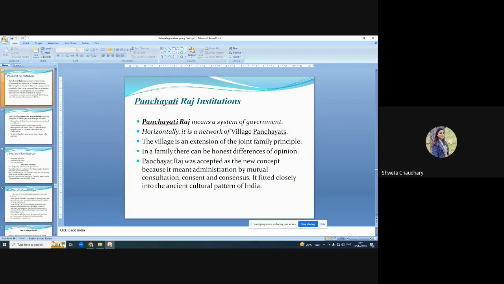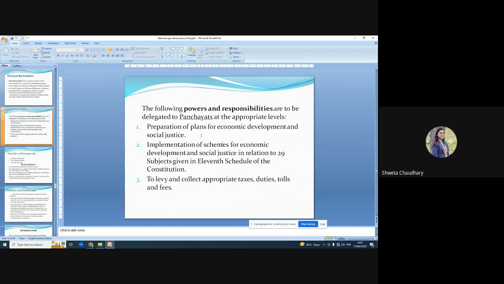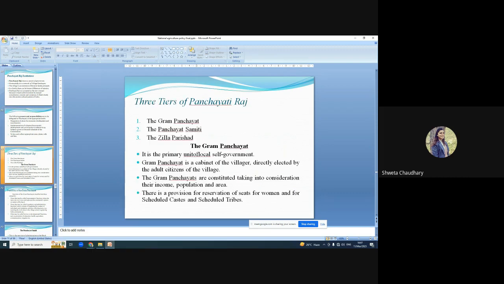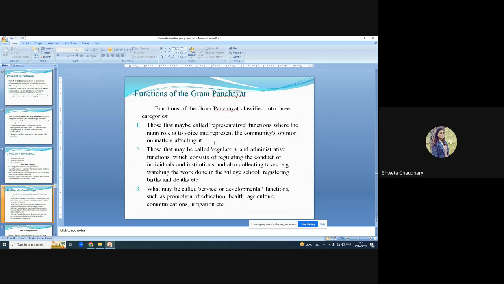Then we have Panchayati Raj systems, and in a village, we have a Gram Panchayat that has authority for developing various plans, how the farmer will be taking various agriculture operations, what amount of taxes should be collected from them. So this is Gram Panchayat, Panchayat Samiti, and Zilla Parishad. These are the functions of Gram Panchayat, which may be called representative functions, where the main role is to voice and represent the community opinion on matters affecting it. Whatever regulation is to be taken on agriculture is decided by the Gram Panchayat here.